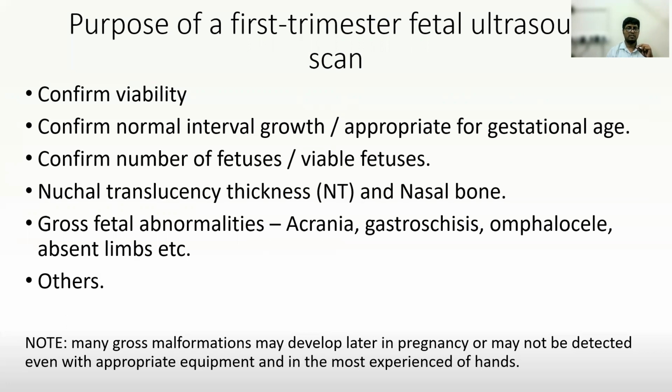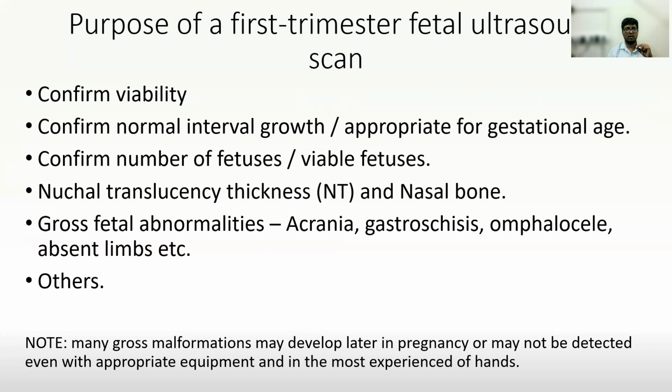The next thing is the major thing that we always do the scan for. The FTS, the first trimester screening scan, is otherwise called the Nuchal translucency scan, NT scan. That is helpful for us to rule out major chromosomal abnormalities, to look for nasal bone, to look for gross fetal abnormalities like acrania, gastroschisis, omphalocele, any absent limbs, etc. These can also be looked at in the first trimester.